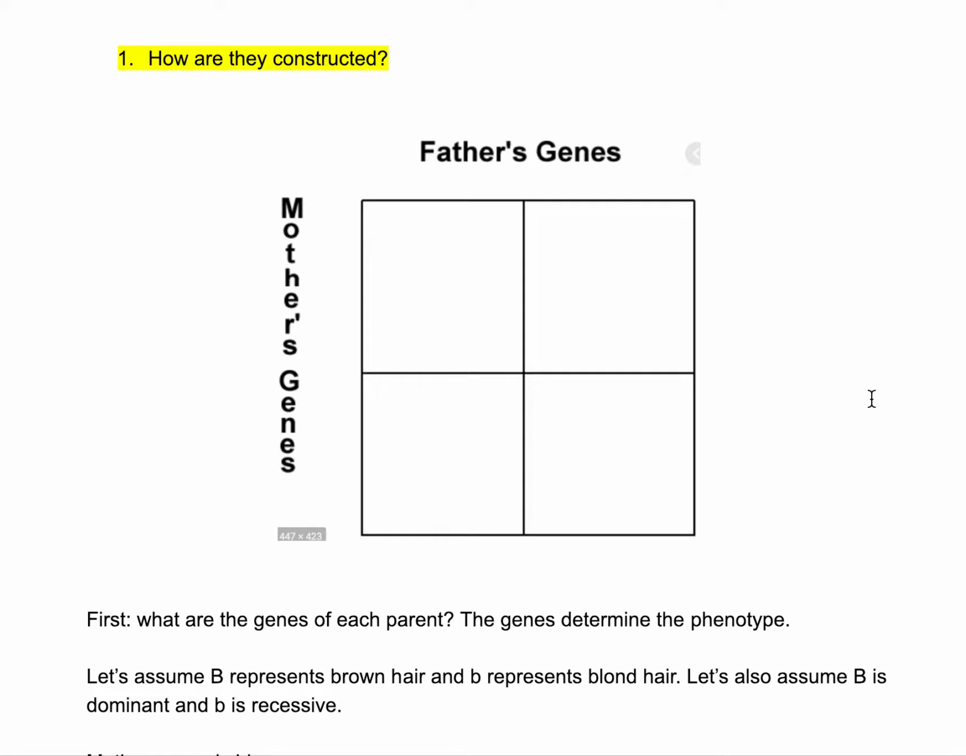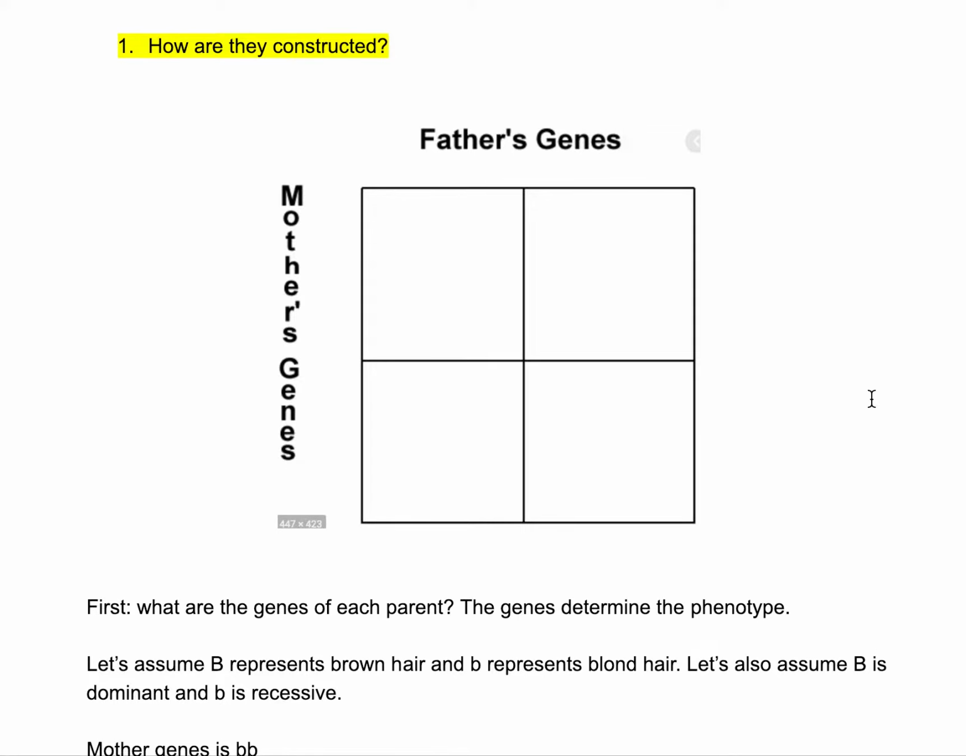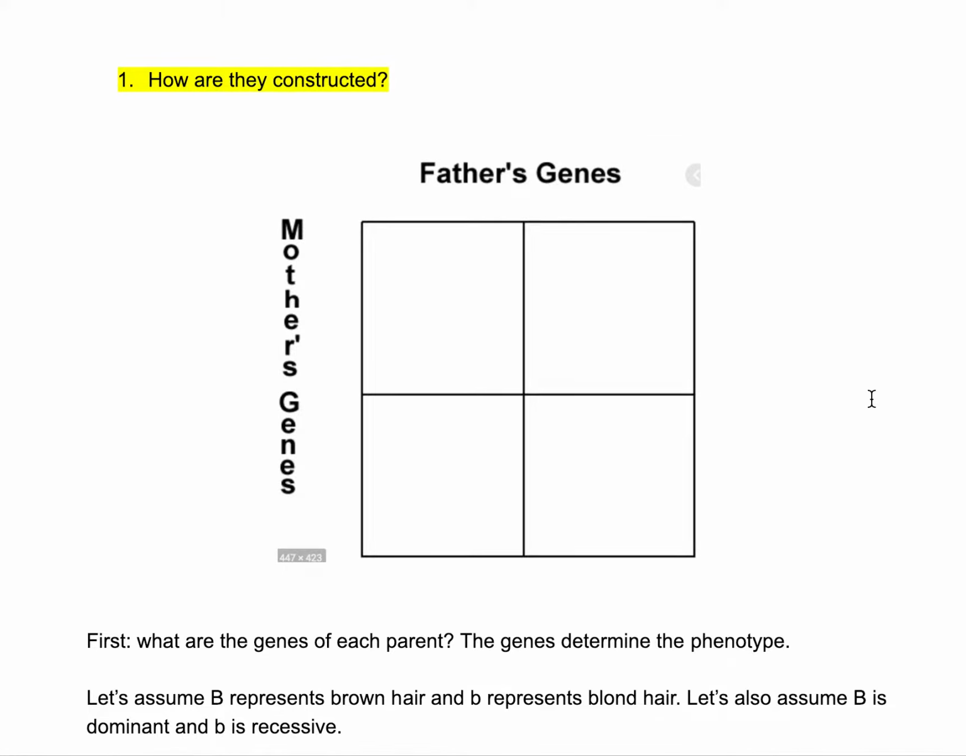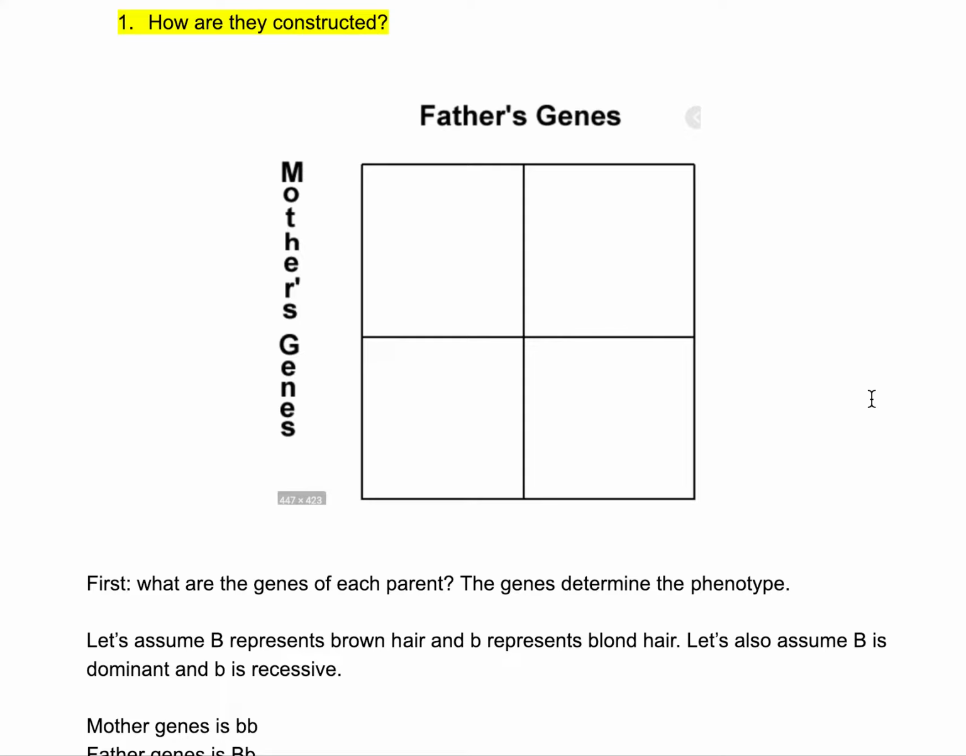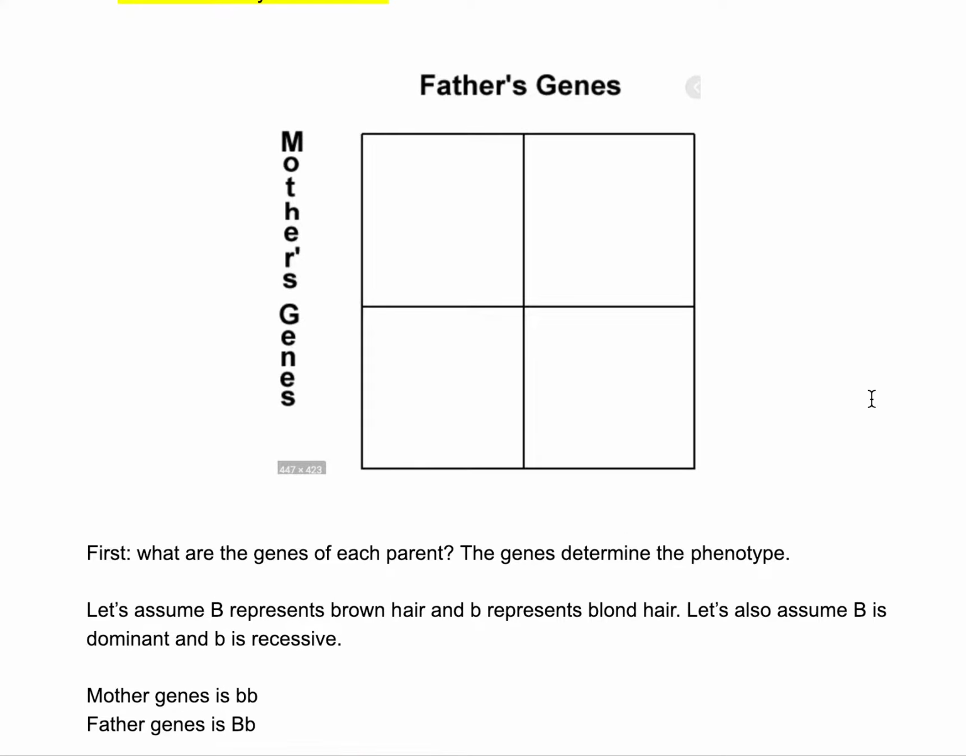The genes will determine the phenotype. So let's assume capital letter B represents brown hair and lowercase b represents blonde hair. Let's also assume uppercase B is dominant and lowercase b is recessive. So let's assume mom has genes BB and father has genes uppercase B, lowercase b.